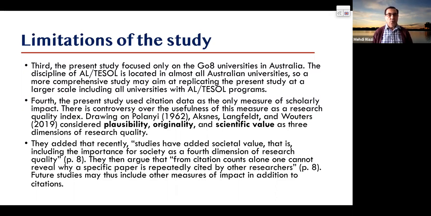of research quality. They then argue that from citation counts alone, one cannot reveal why a specific paper is repeatedly cited by other researchers. So further studies may include other measures of impact in addition to citations as was used in the study.